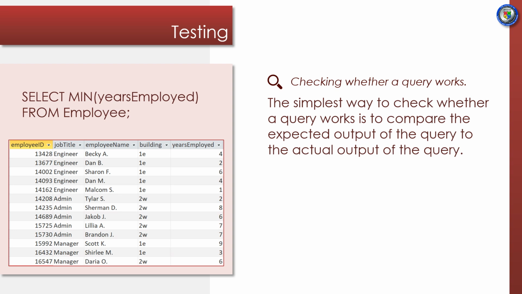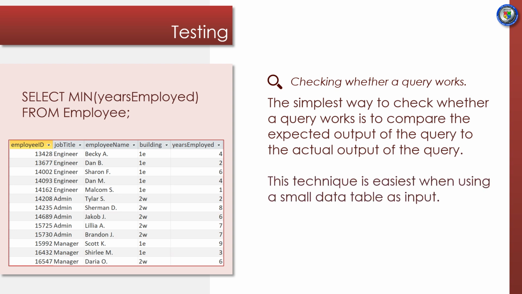When testing a query, the simplest way to check if that query works is to compare the expected output to the actual output of the query. Expected output is what we would expect the query to return, the results. We can look at this from the data in the table. This is easily done when we have a small data table. It's a little bit more difficult if we have a larger data table as an input.